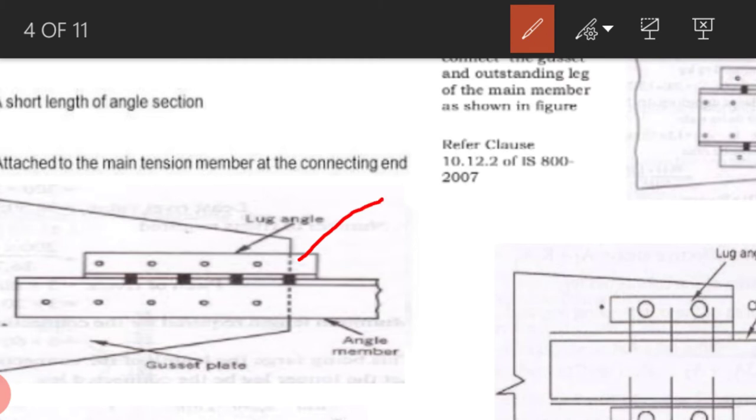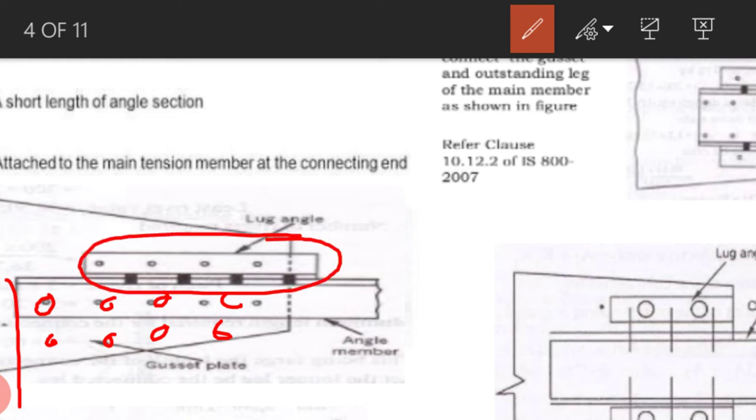And instead of having a lug angle with the main member and the gusset, what the designers are doing is taking a wide, unequal angle section like this, and the wider leg is connected to the gusset. Then instead of providing bolts for the lug angle as well as the main member, those bolts are provided directly to the wider leg, in two rows like this or in a staggered manner, just to avoid the lug angle. Okay, this is about the lug angle.